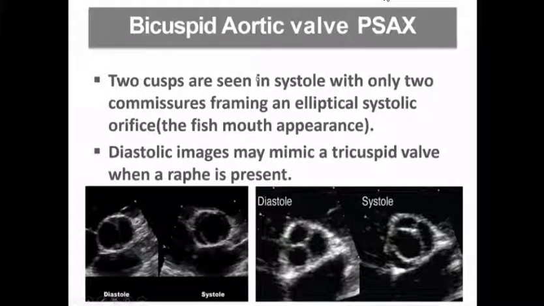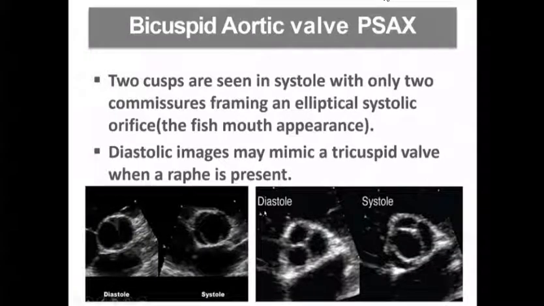So this was the bicuspid aortic valve in the parasternal short axis view. You can see the two cusps. As I told you, if you look in diastole, you can miss whether it is a bicuspid or tricuspid valve. So always look in systole. How is the eccentric opening? It is a fish-mouth opening, or the classical triangle-shaped opening.